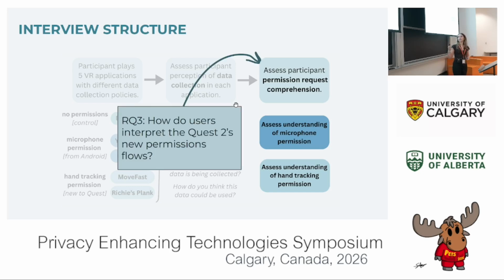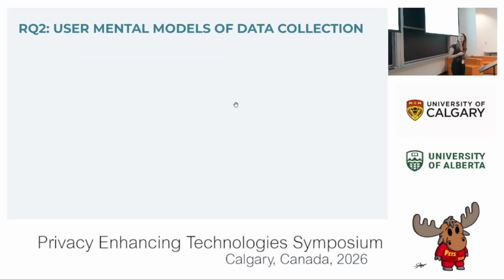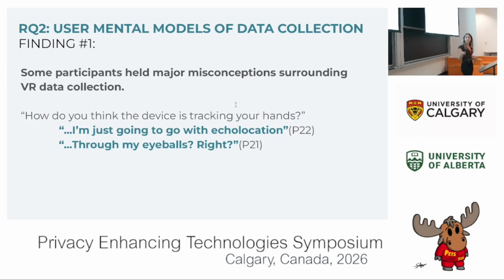And this allows us to address our third research question, how users interpret new permissions flows. So for our second research question, we see our first finding, maybe the most broad, is that many participants held major misconceptions surrounding VR data collection. These are some of the more extreme examples, but when we asked participants how they think the device is tracking their hands, one participant claimed that they thought it was through echolocation, and then a second participant just kept repeating, "through my eyeballs, right?"